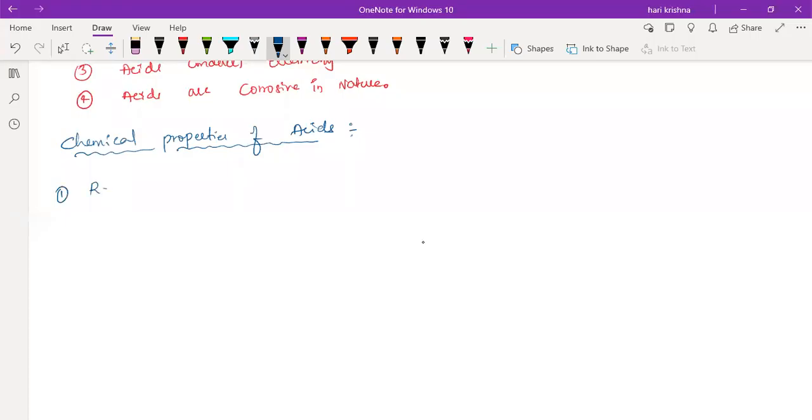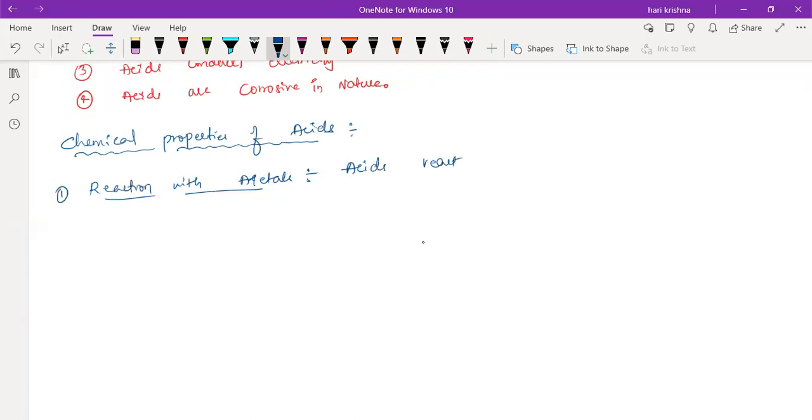Reaction with the metals? Sir, it reacts with metals to form salt and hydrogen gas. Very good. So whenever the acids react with the active metals, whatever the metals there are at the top of the reactivity series above the hydrogen, it will form the salt along with the hydrogen gas.